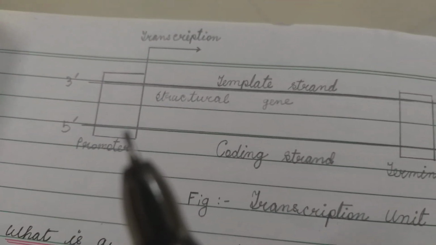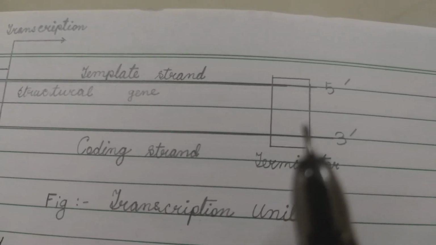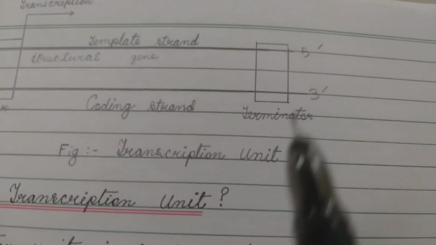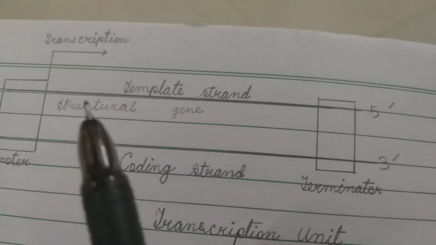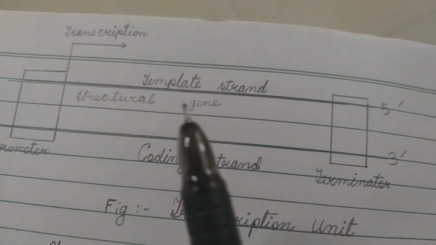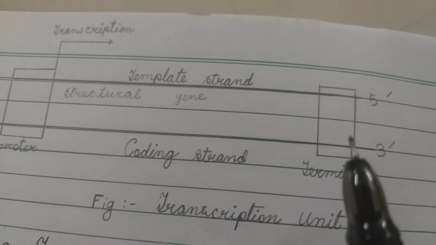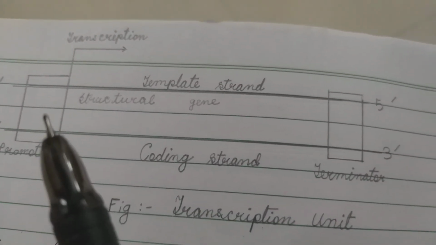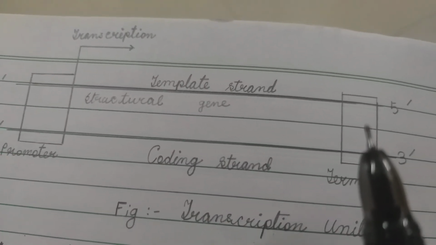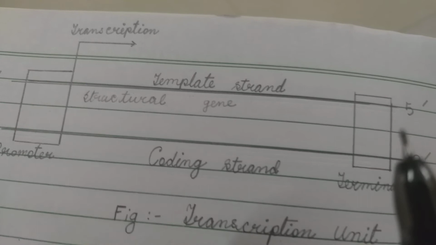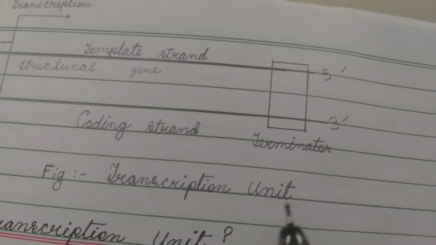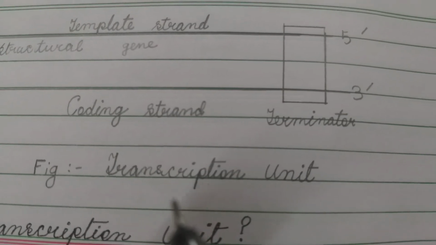Now the promoter gene, the structural gene, and the terminator gene together constitute the transcription unit. Promoter, terminator, and the template strand's structural gene. Only this segment is called the structural gene. These 3 specific sequences of DNA together constitute a transcription unit because they are involved in the process of transcription.